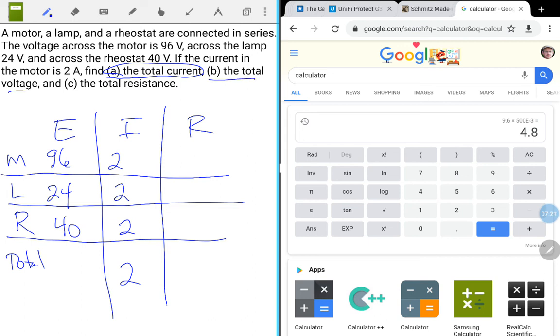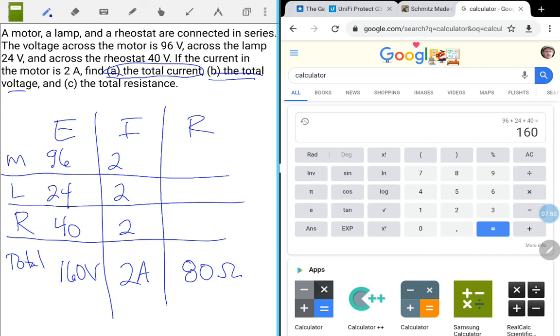How are we going to get total voltage? We're going to add those numbers together. So 96 plus 24 plus 40 is 160. And so now you've got the total voltage. We found that. Now we just need the total resistance. Well, 160 divided by 2 is 80. So our total resistance is 80 ohms. And of course, this is 2 amps and 160 volts.